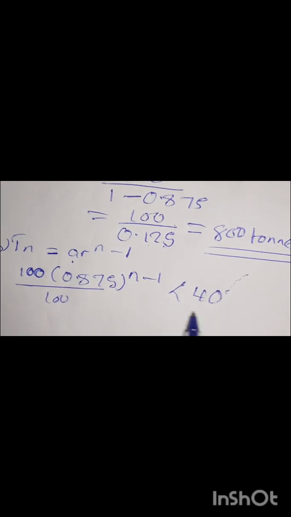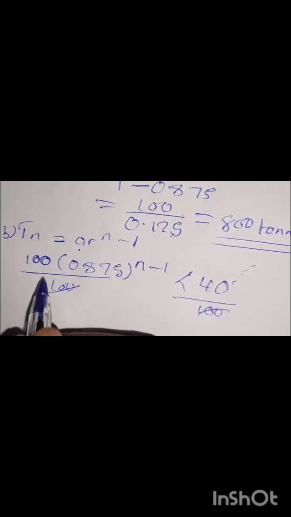For this one, you can divide throughout by 100, so you get rid of the 100. 40 divided by 100 is going to give us 0.4. So we're going to have 0.875 to the power n minus 1 is less than 0.4. From here, what are we going to do? Let's get rid of the minus 1 here. We can simply multiply throughout by the same value to get rid of it.